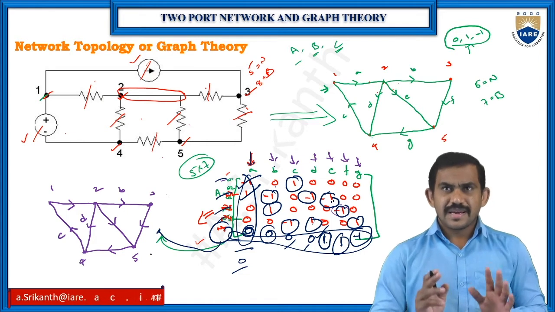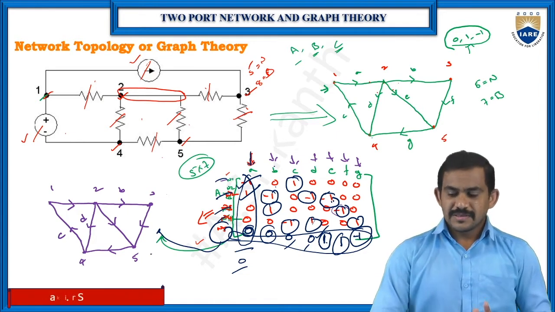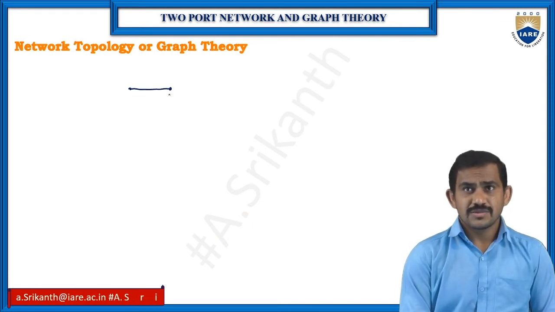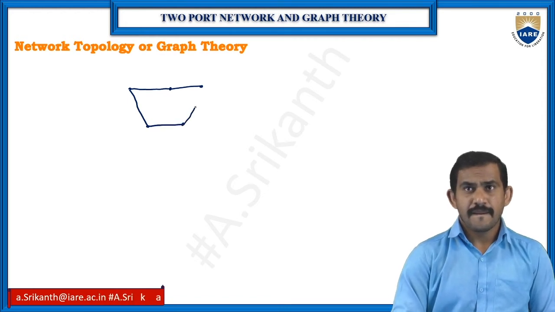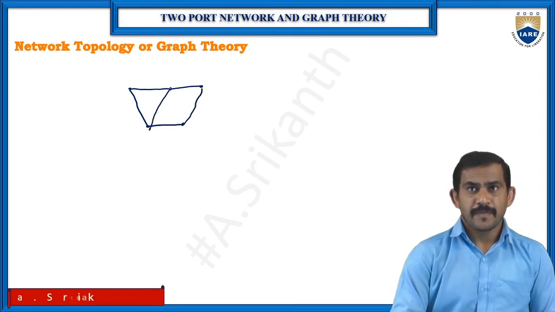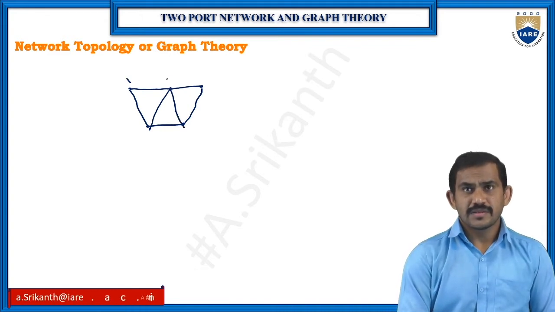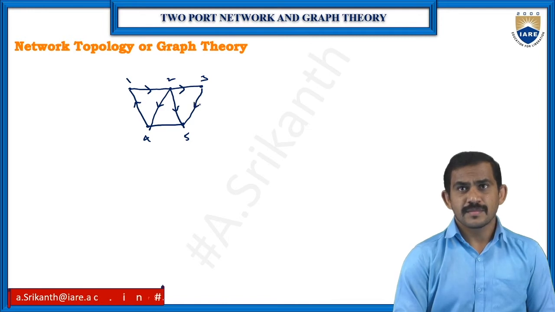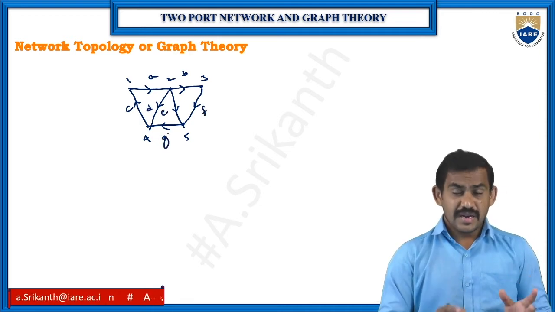Okay. This is about the A matrix. Now we are going to the B matrix. My graph from that circuit is nodes 1, 2, 3, 4, 5, with directions like that, and branches A, B, C, D, E, F, and G. So this is my graph from that circuit.